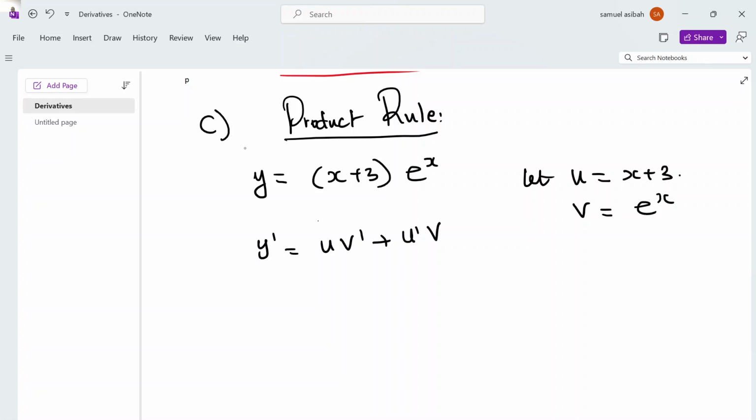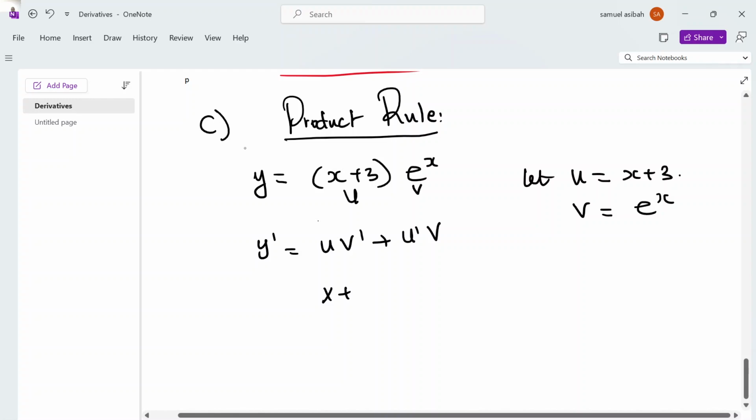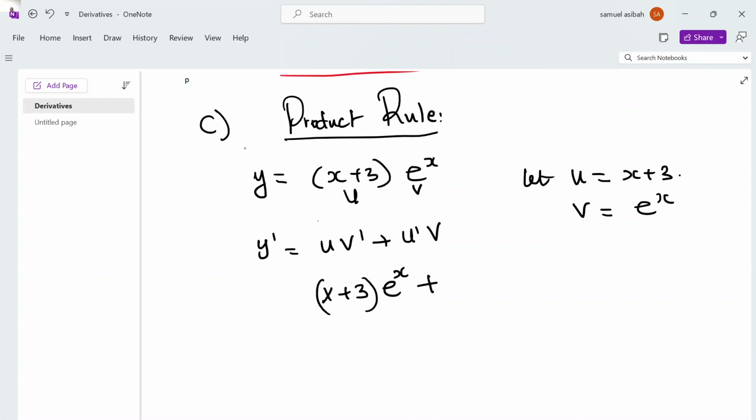So what do we have? This is very simple. We identify this one as u and this one as v. So u is x plus 3 here. Derivative of the second function is e raised to x. It does not change because it is 1x. Then plus the derivative of the first function, which is 1, times the second function, which is e raised to x. Now in that case, we are done. That is all. Very simple.